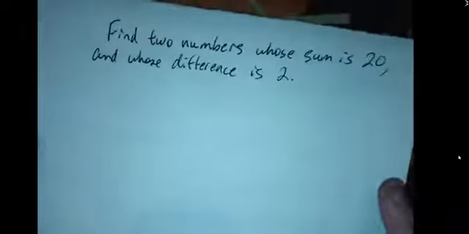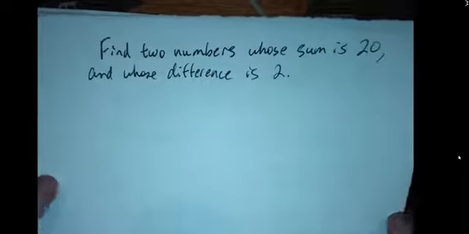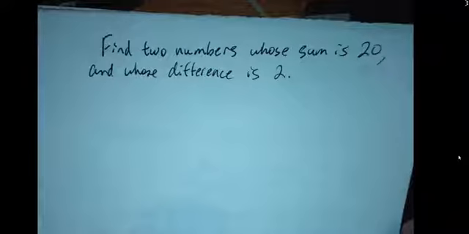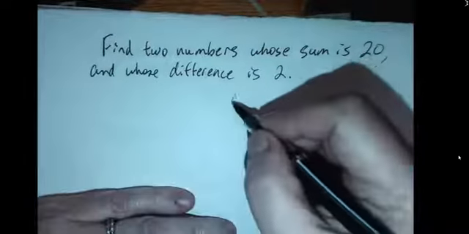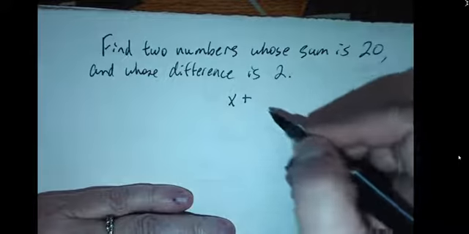All right. Now, what about this? Find two numbers whose sum is 20 and whose difference is 2. Well, there's two ways we can do that. We haven't been told anything about the numbers. Let's just call them X and Y. Okay, their sum is going to be 20.